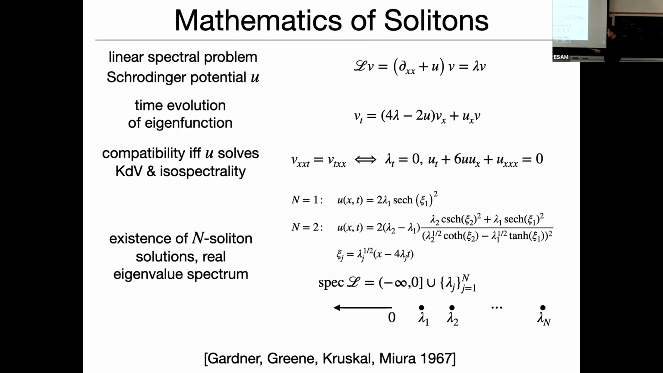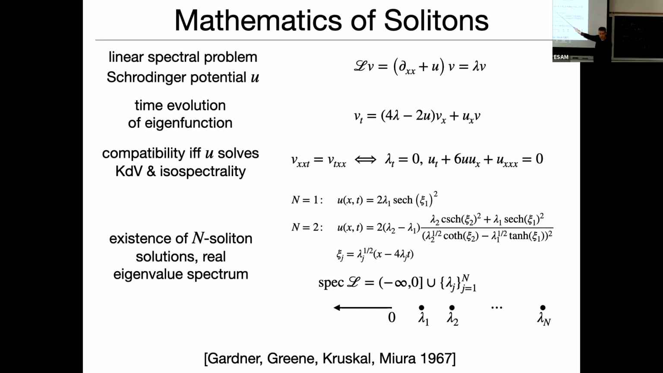Remarkably, it was discovered just 2 years later that the KdV equation, okay, I've rescaled it with a 6 here, is equivalent to the compatibility of these two linear problems. Okay, let's look at this a little more carefully. So this is the Schrodinger operator. Okay, U is a potential, and lambda is a spectral parameter. Okay, so you first characterize this spectral problem, and then you evolve the eigenfunctions in time according to this equation.